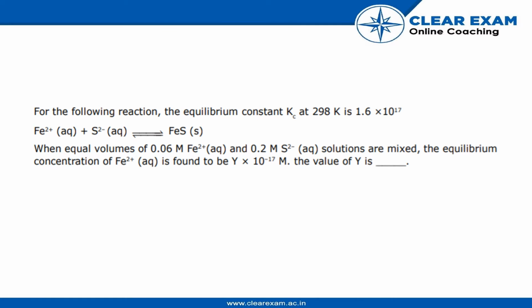For the following reaction, the equilibrium constant Kc at 298 Kelvin is 1.6 × 10^17. Fe2+(aq) + S2-(aq) gives FeS(s). When equal volumes of 0.06 molar Fe2+(aq) and 0.2 molar S2-(aq) solutions are mixed, the equilibrium concentration of Fe2+(aq) is found to be Y × 10^-17 molar. The value of Y is.